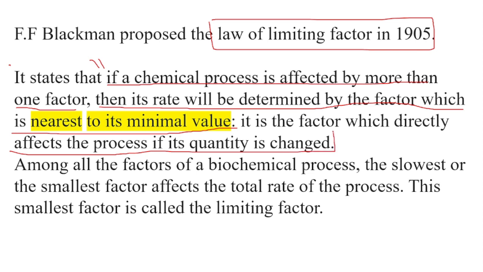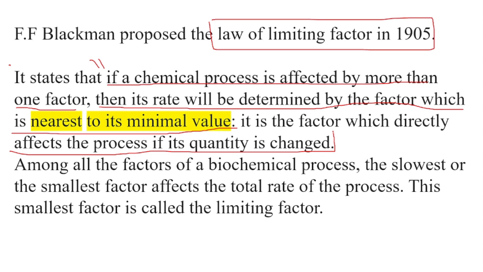So everything is good. For example, one is good, two is good, three is also required, but the quantity of three is very less. So who will be the rate determining factor? The 3 will be the rate determining factor, because 3 is also very important and its quantity is very limited.